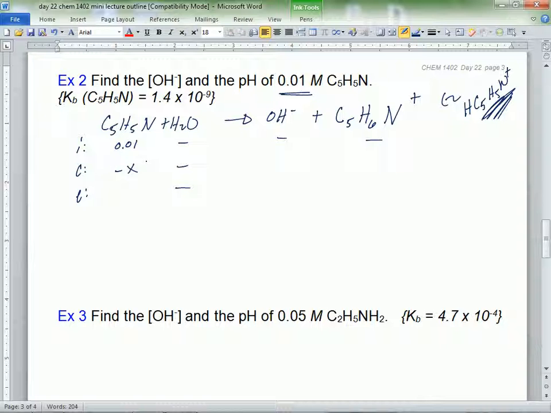Minus X. Yep. And then we just, everybody, we just add them up, right? 0.01 minus X, X, and X.